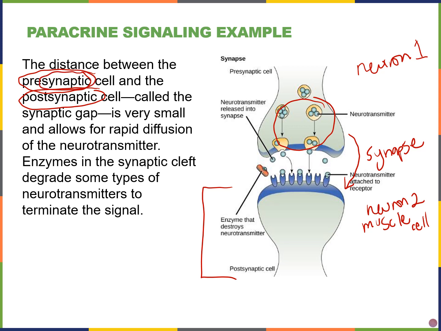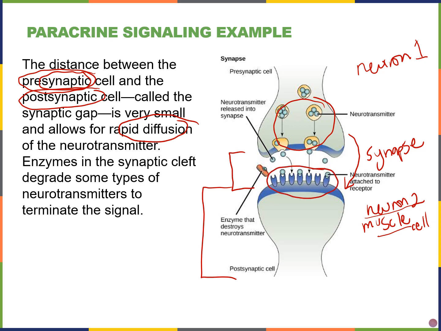Again, because these cells are very close together, there is not much distance for these signaling molecules to travel, and they travel through rapid diffusion. For the postsynaptic cell, whether it's a neuron or a muscle, it has to have some kind of receptors that bind to and respond to the signal.